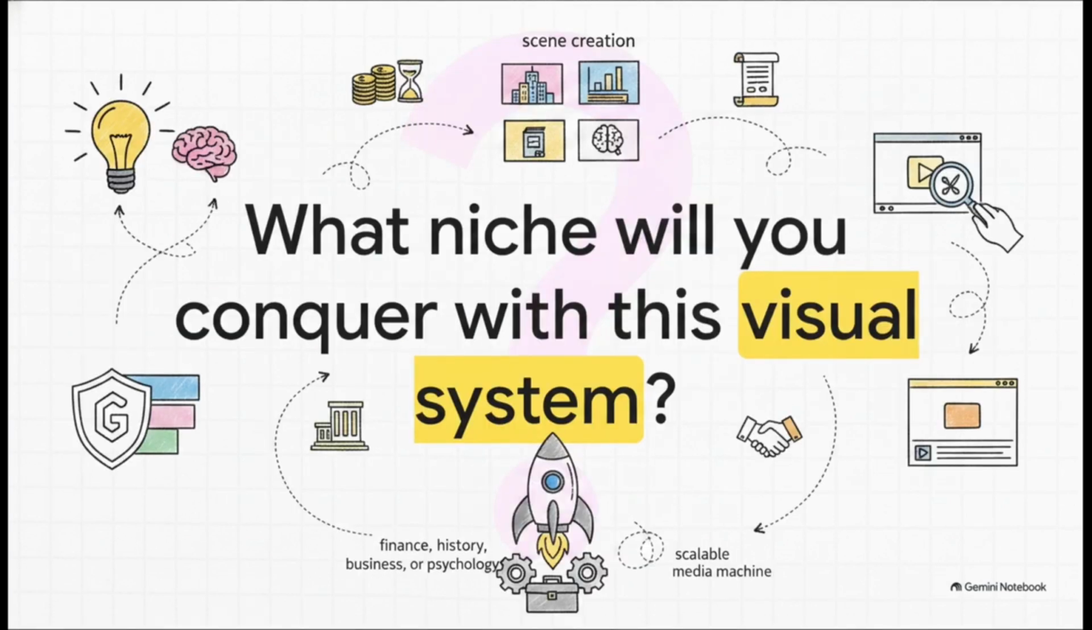By pulling ideation, branding, scene creation, editing, and thumbnail design all into one unified workspace, you really aren't just making a single explainer anymore. You're building a highly scalable media machine. And the more consistent that visual system gets, the deeper the trust you build with your audience. So here is the question to leave you with: finance, history, or psychology? What niche will you conquer with this scalable visual system?